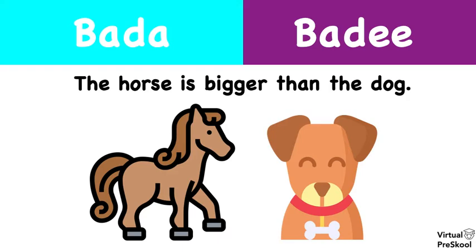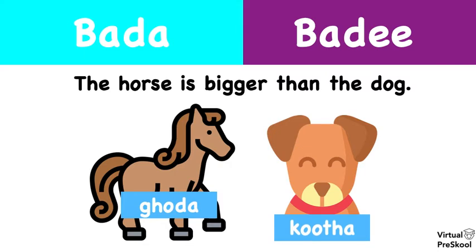So let's look at an example. We want to say the horse is bigger than the dog. How do we say horse in Hindi? Horse is ghoda. How do we say dog in Hindi? Dog is kutta. So, would we use bada or badi in this sentence if we want to say the horse is bigger than the dog? We would use bada because the sentence is about the horse. We're describing what the horse is compared to the dog. And horse is ghoda. It ends with an a. So we would use bada.